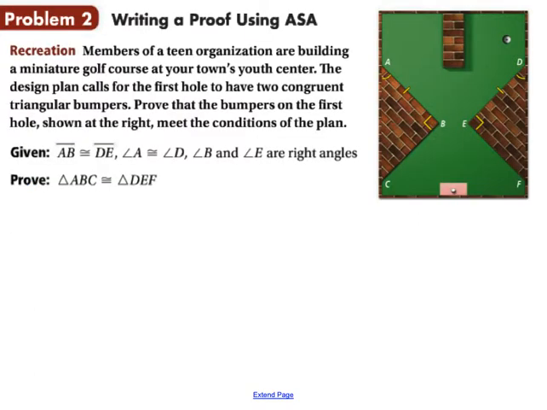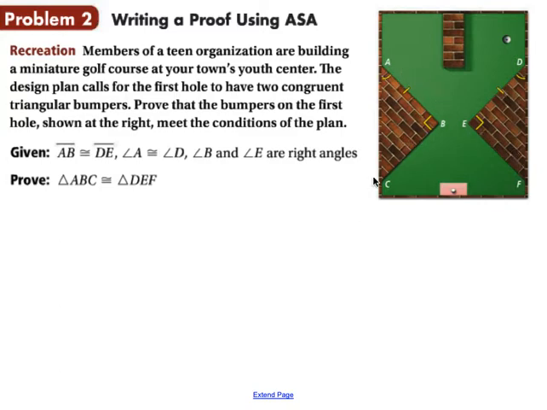Alright, here is a problem. It says writing a proof using angle, side, angle. Members of a teen organization are building a mini golf course at your town's youth center, and the design plan calls for the first hole to have two congruent triangular bumpers. And they're talking about right here. These are the triangular bumpers made out of brick. And they want us to prove that the bumpers on the first hole, shown at the right, meet the conditions of the plan. Okay, so they want us to prove that these two triangles are congruent.